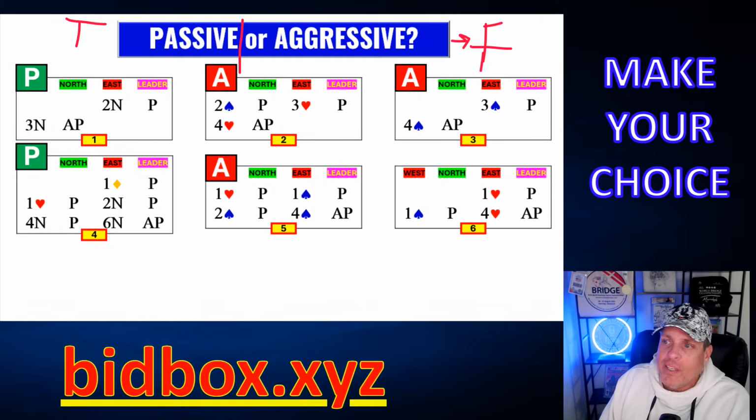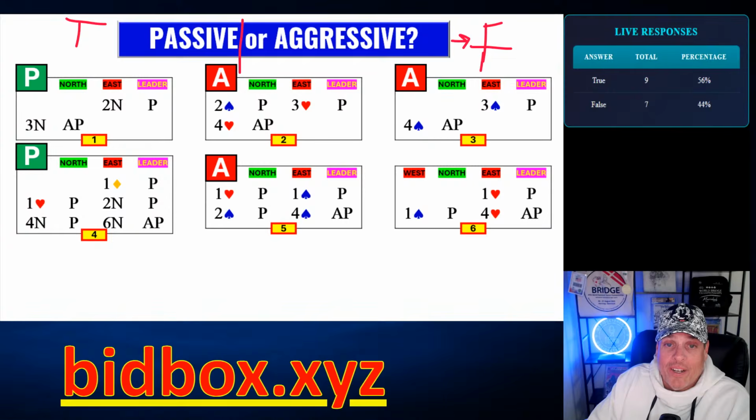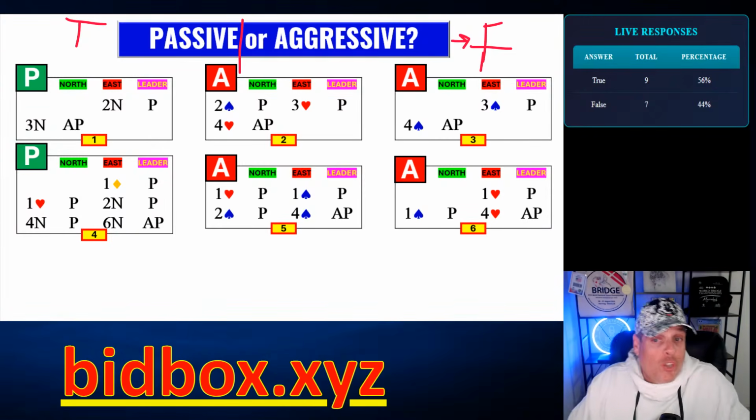This one's interesting. We have a debate in the responses. In fact, it's getting closer as we go. Remember, true is passive, false is aggressive. And I will tell you, for the first time, I think we're wrong in the chat here. 56% of you are making a passive lead, and only 44% are making an aggressive lead. It should be aggressive, right?